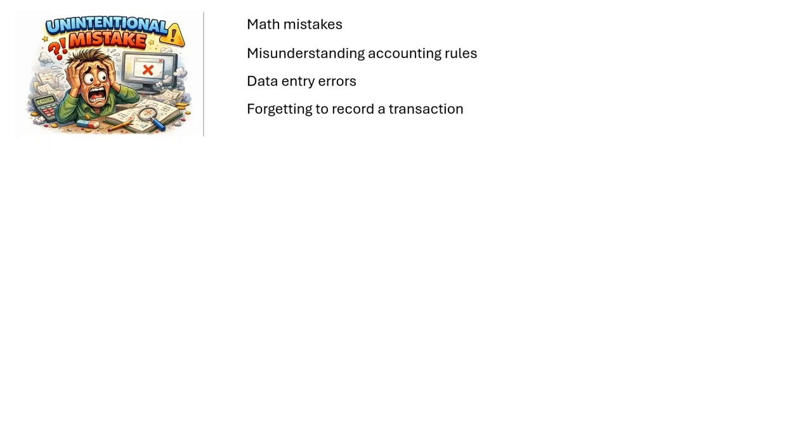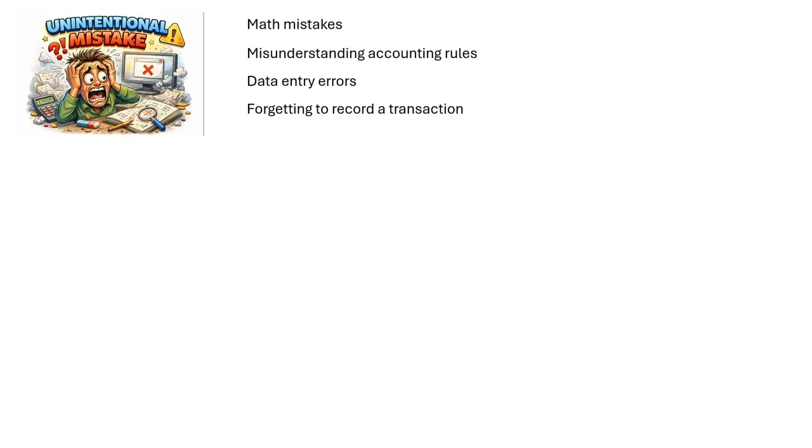Unintentional accounting errors usually happen because of math mistakes, for example, incorrect additions, subtractions, or totals. Misunderstanding accounting rules, such as recording an asset as an expense. Data entry errors, typing the wrong amount or posting to the wrong account, and forgetting to record transactions. A transaction happened, but it was never recorded. These are very common, especially when working manually or under time pressure.